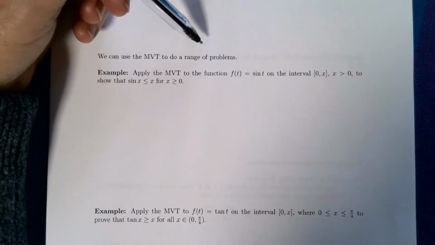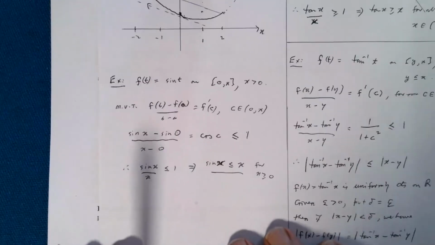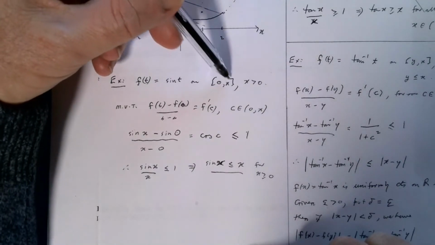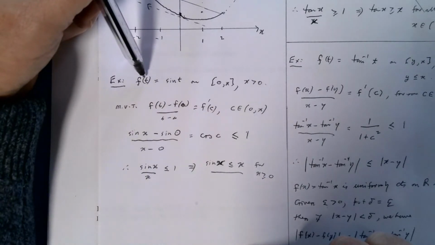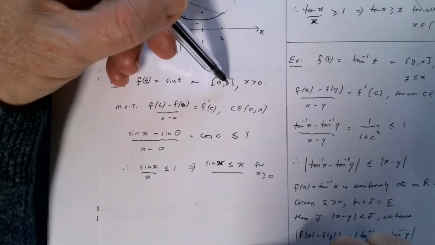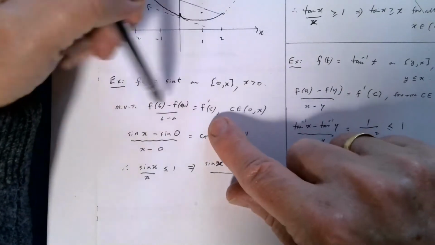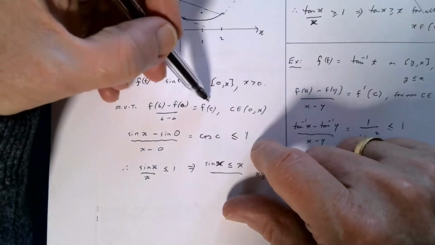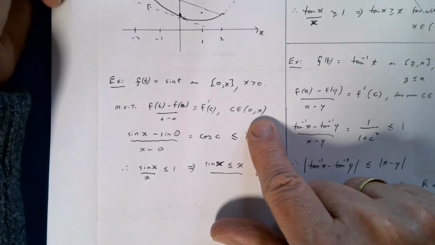So here's the worked solution to this one, and this is how we're going to use the mean value theorem. So here's the function. f of t is sine t on the interval 0 to x, where x is positive. Again, I'm using t's here, and I'll do that all the time because I want to use x as the end point of my interval. Now, the mean value theorem says this is my a, this is my b, so I've just written it down here again. It's f of b minus f of a over b minus a is f dashed of c, where c is some number in the interval 0 to x.